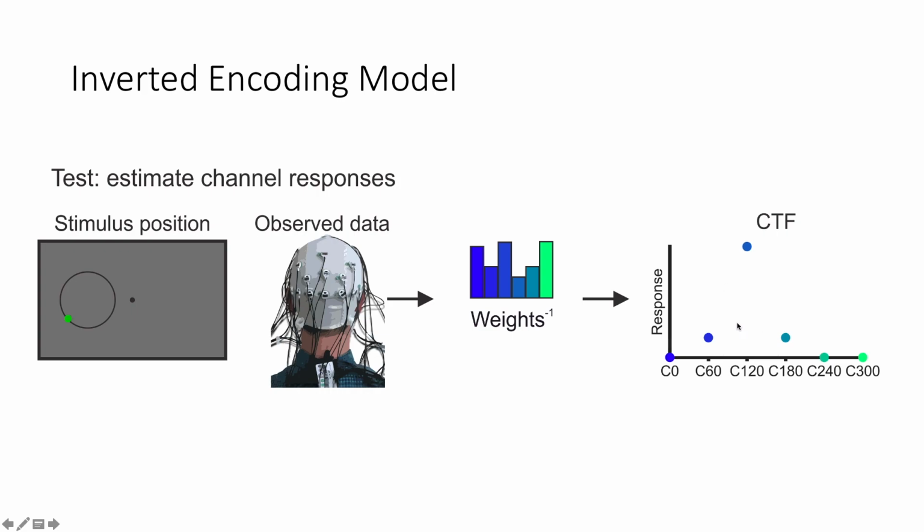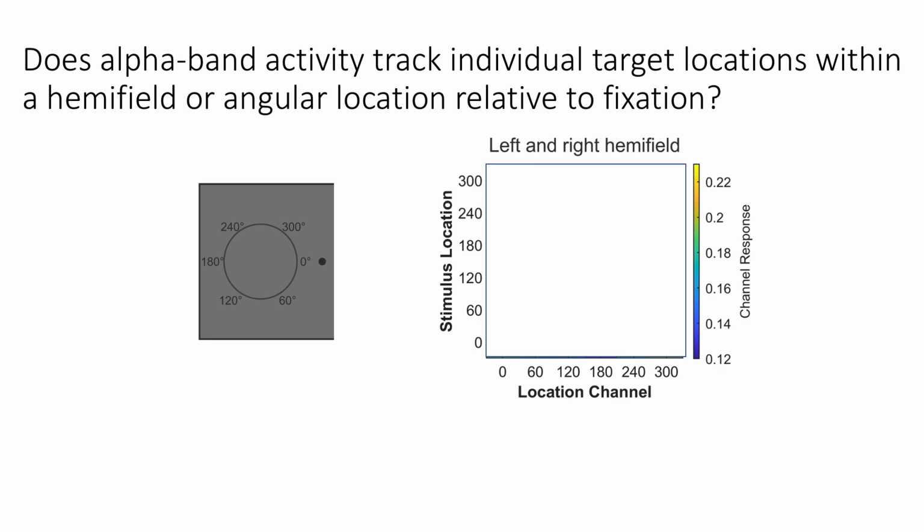Our first question can be answered by looking at the average channel tuning functions for each remembered position after we average across the delay period. In the plot on the right, I'm going to show you a bird's eye view of the channel tuning functions that I just showed you, averaged across the delay period. We have stimulus location on the y-axis, and the location channel along the x-axis. If alpha band activity tracks the individual target locations, what we'd expect to see is a peak channel response in the location channel corresponding to each stimulus location, so a nice diagonal across this plot.